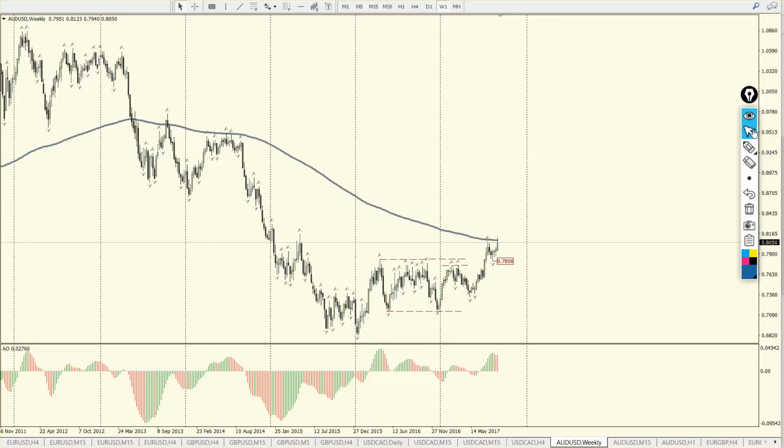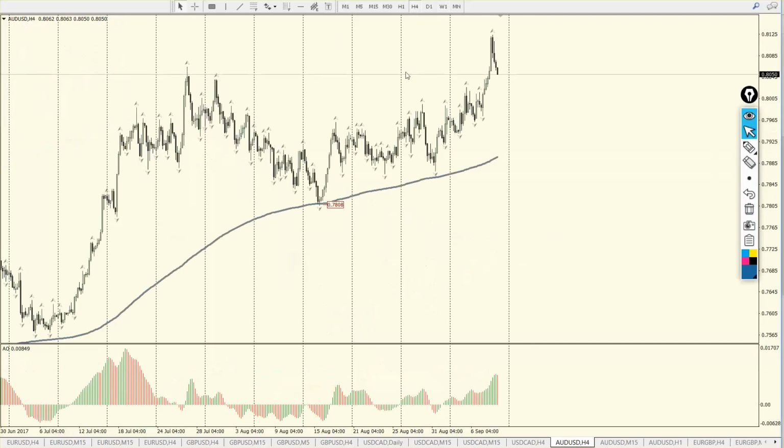So for me, for the whole following week, as you probably can see yourself, I will be looking only for some new buy positions, and we'll see what will happen here and if I can find some good entry point to catch this trend. So that's the idea with Australian dollar.